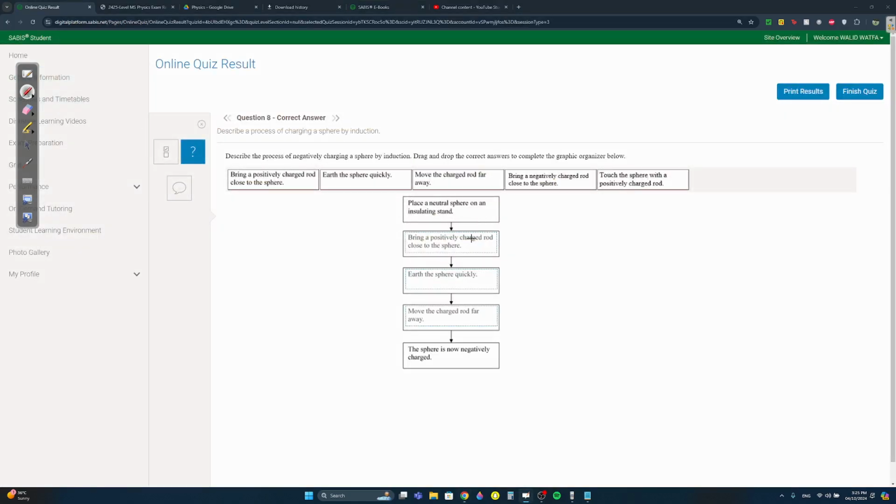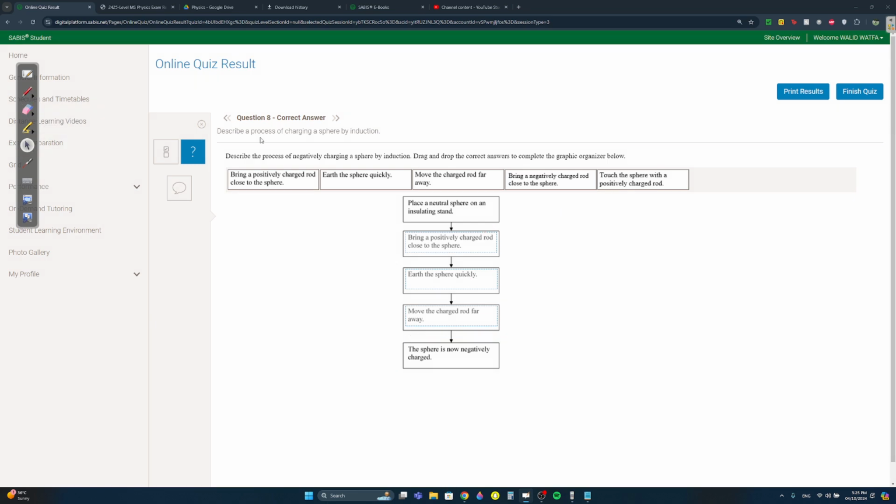So over here, we place the neutral sphere. After we place it, we get the charged rod close to it, right? How does it look now when you have the positive rod here? All the negative are here, all the positive are here, right? What do we do now? We earth it, and we have to earth it quickly, so that now it's only negative charges left. When there's only negative charges left, we take this one away. Now the sphere is negatively charged.